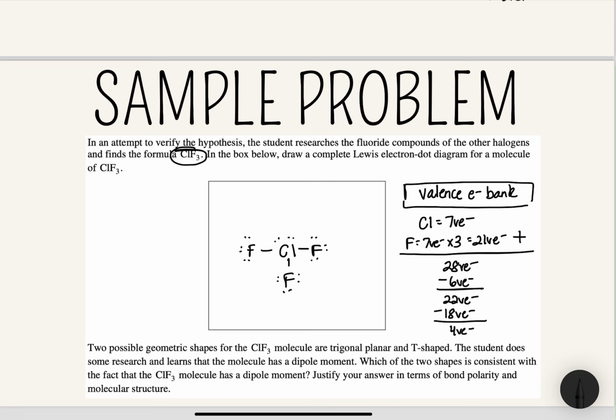Actually, sorry, let's do -4 here. So now my total valence electron bank is 0. Okay, so I've zeroed my electron bank. That's good. That's what we want for our Lewis dot diagrams to work out properly.